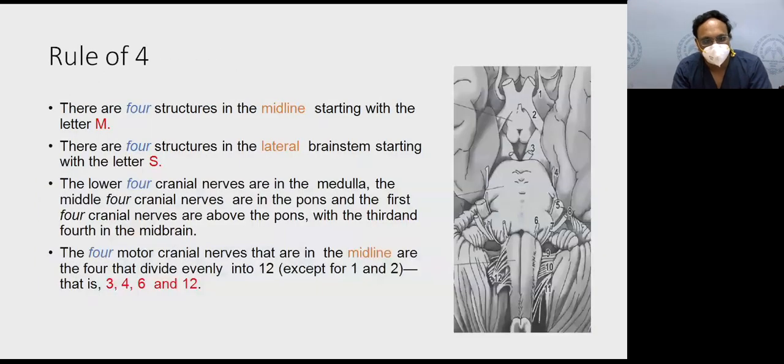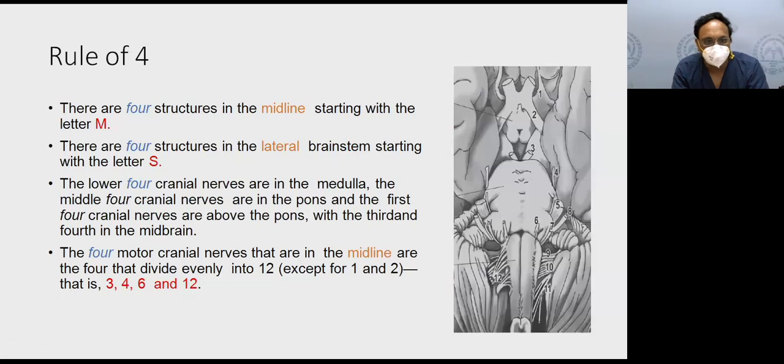So coming to the rule of 4. With this we can easily locate a lesion both longitudinally and transversely. You know that there are 4 structures in the midline starting with M, and there are 4 structures in the lateral starting with S. The lower 4 cranial nerves are in the medulla, the middle 4 cranial nerves are in the pons, and the first 4 cranial nerves are above the pons, the third and fourth in the midbrain.